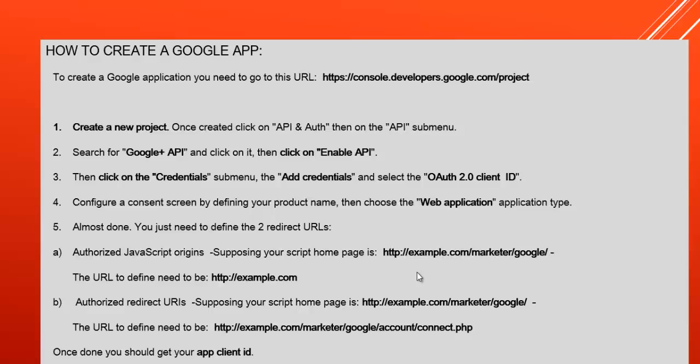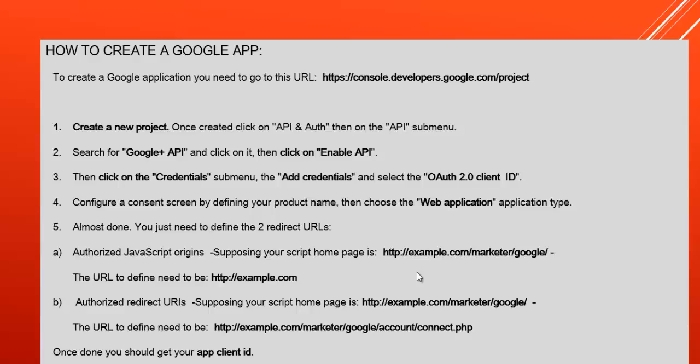You have to authorize JavaScript origin. Supposing your script homepage is, for example, what we already have here, Marketer Google, then the URL to define needs to be the parent URL, that is under authorized JavaScript origin. Then authorize redirect URL. Supposing our script homepage is, then the URL to define needs to be this with the Marketer Google account /connect.php. Then once we are done with that, we are going to get our app client ID.